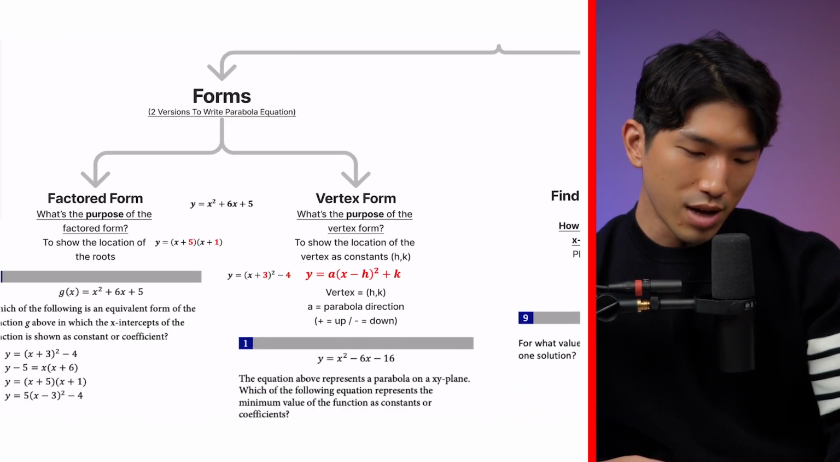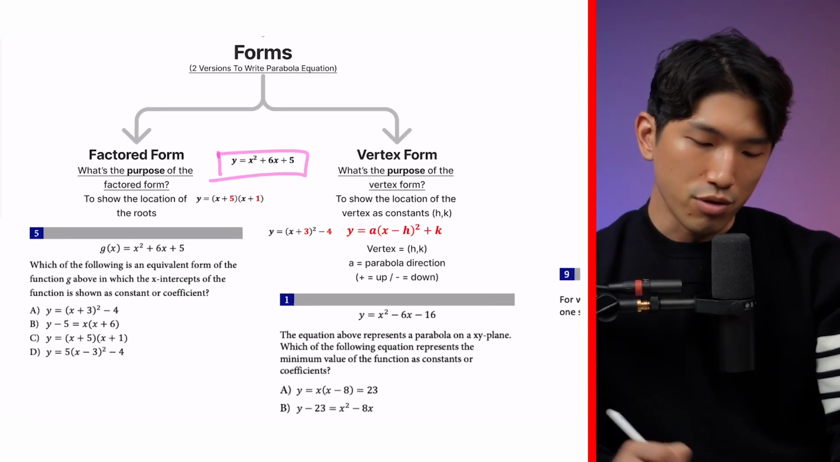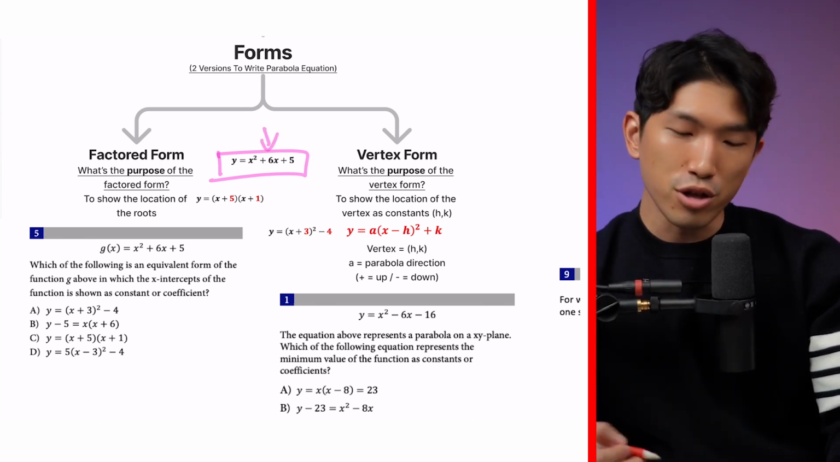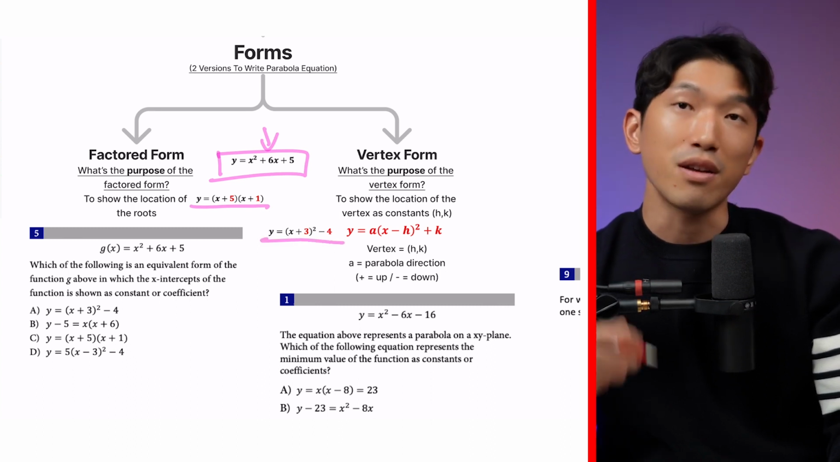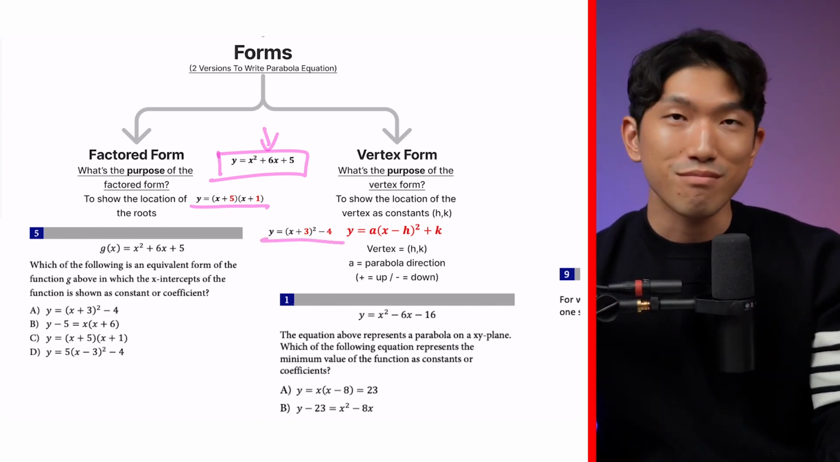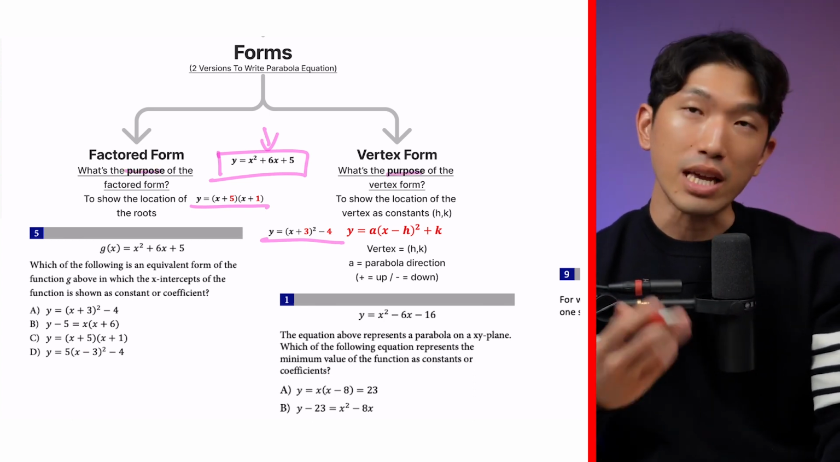Let's go to the next two types, which is going to be testing you based on the forms. So when it comes to a parabola equation, there are two equivalent versions of this exact equation, but they are just written in a different format. They're the exact same equation, they just write it out in a different way. Why do they do that? I don't know. Don't ask me. And what's important is for you to understand the purpose of each of these forms.